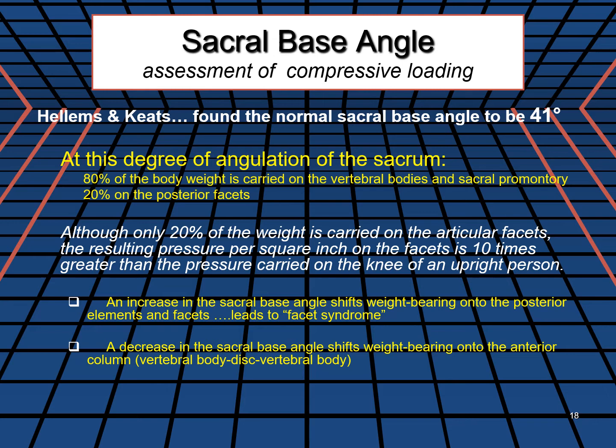According to this research, although only 20% of weight is carried on the facets, the pressure per square inch on those facets is 10 times greater than the pressure on the knee of an upright person. So basically, an increase in the sacral base angle shifts weight onto the posterior elements or the facets. A decrease in the sacral base angle shifts weight onto the anterior column or to the vertebral bodies.